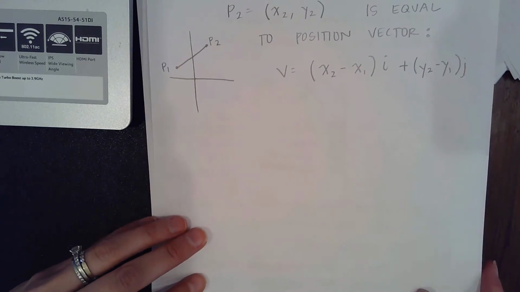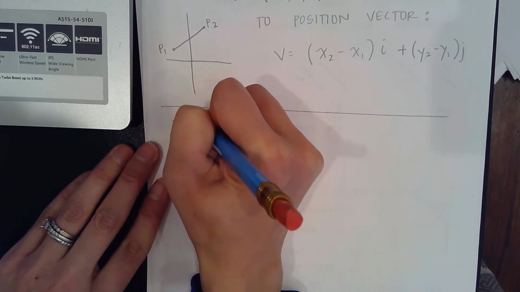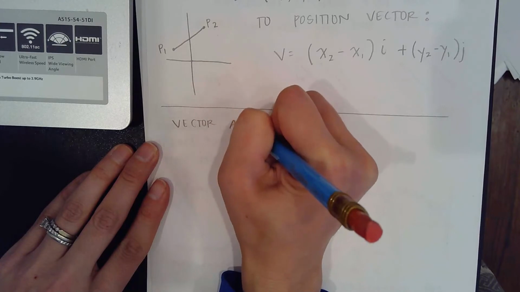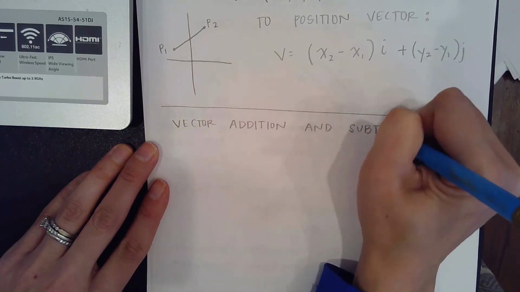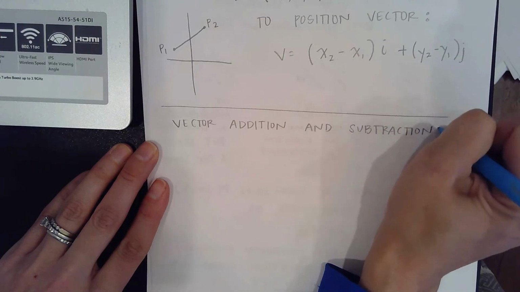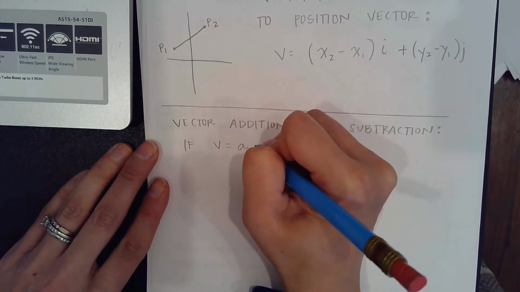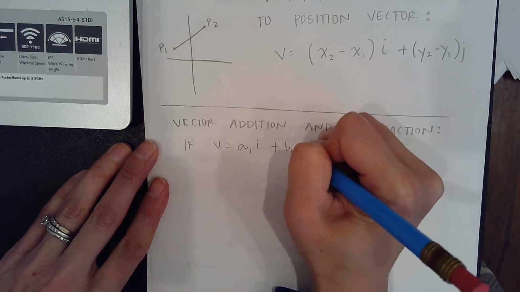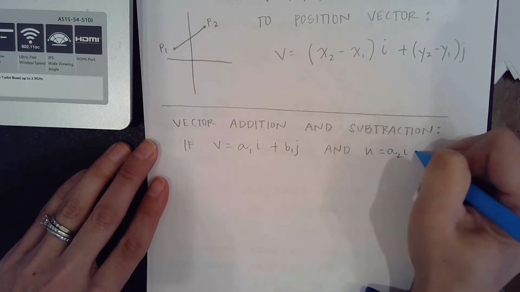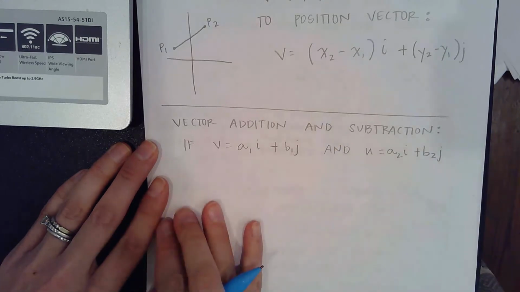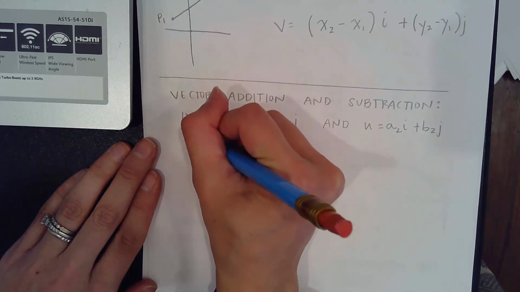Alright, so let's go back to our definitions here. So we can add and subtract vectors together. So vector addition and subtraction. Okay, so let's call vector V A sub 1, I plus B sub 1, J, and let's call U A sub 2 I plus B sub 2 J. Okay, so if I wanted to add these two vectors together, I'm going to add the components together.